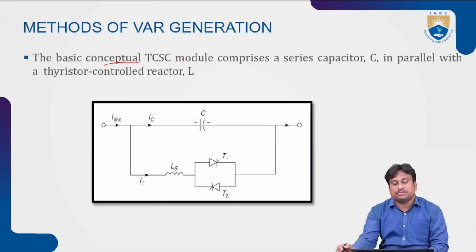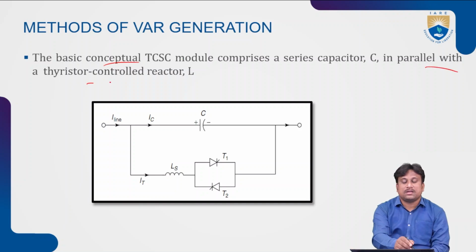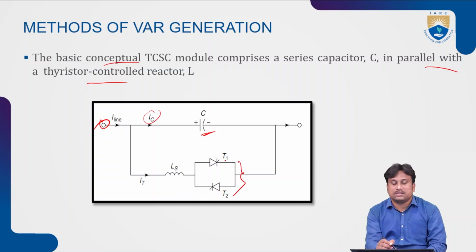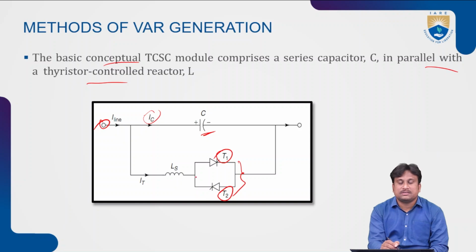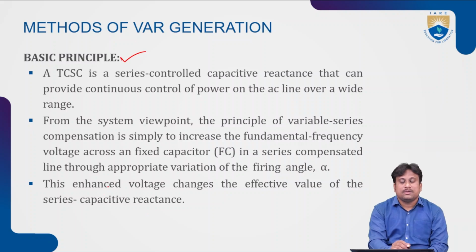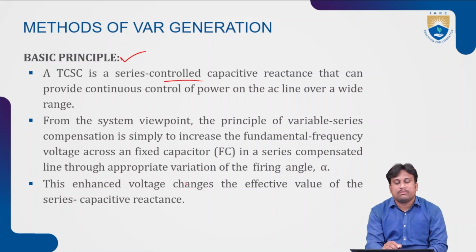Here the basic conceptual TCSC module comprises a series capacitor C in parallel with a thyristor controlled reactor L. The line current is passing from this instant as IC, and this passes to the capacitor that is connected across this switch combination of anti-parallel connected two thyristors named T1 and T2. One inductor is connected to this switch in series, carrying the thyristor current IT. So what is the basic principle involved here for TCSC? It is a series controlled capacitive reactance that can provide continuous control of power on the AC line over a wide range.